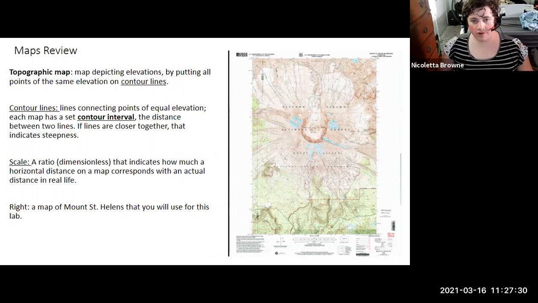So does anybody have questions about maps or anything that they struggled with last time that they want me to go over before I move on to recapping how the composition of igneous rocks is going to play into this?